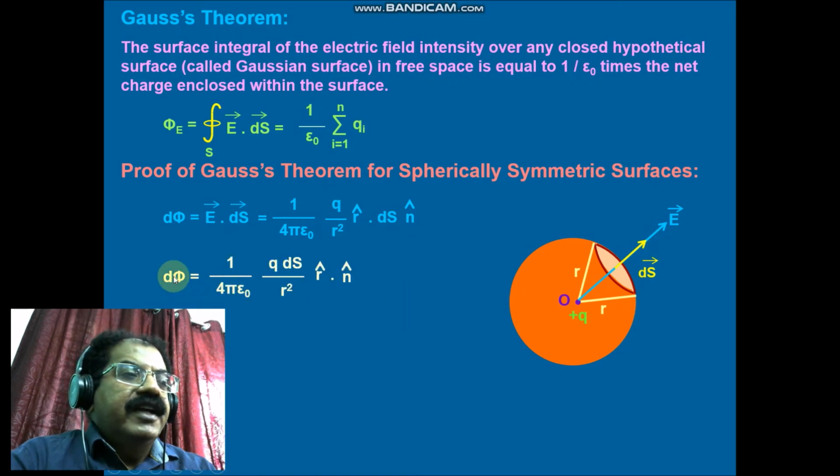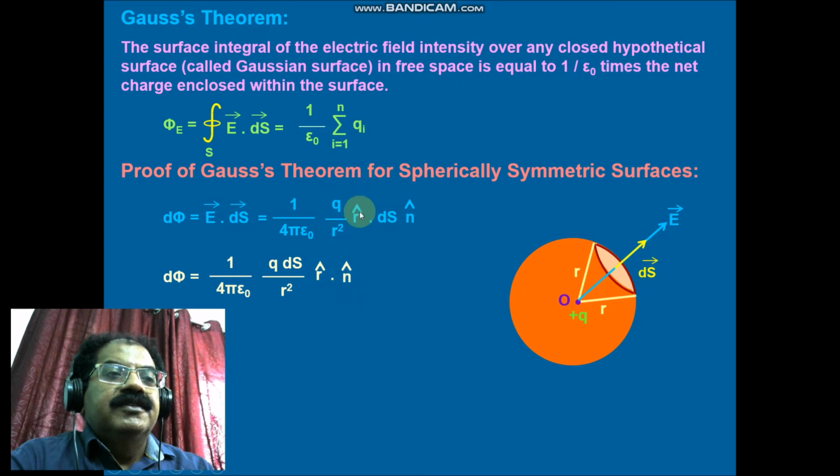Now if I rewrite this, it will be d phi equals 1 by 4 pi epsilon naught Q ds by R square, R cap dot n cap. What is the angle between R cap and n cap? This is R cap and this is n cap. The angle between these two is 0. So it's a dot product, R cap dot n cap equals 1 into 1, that is cos 0 degree, which becomes 1.